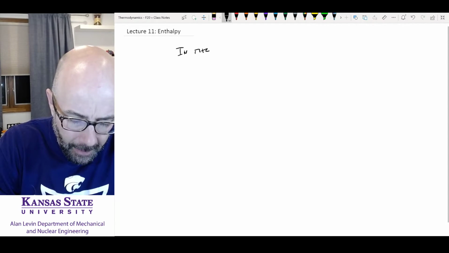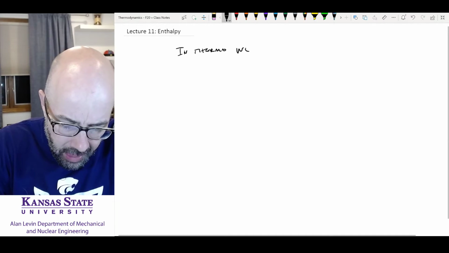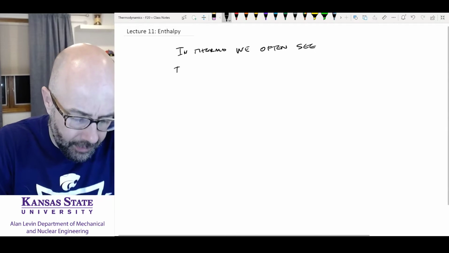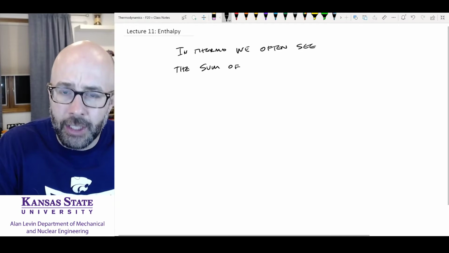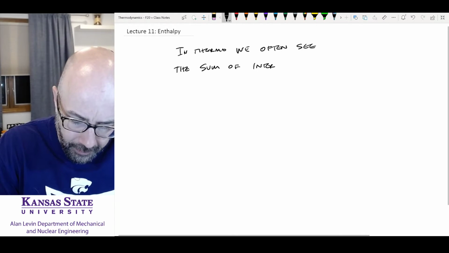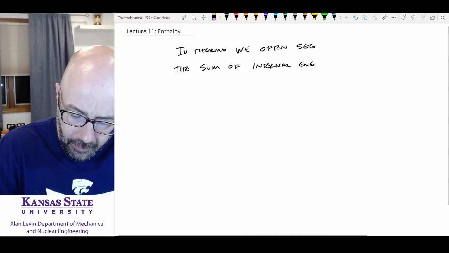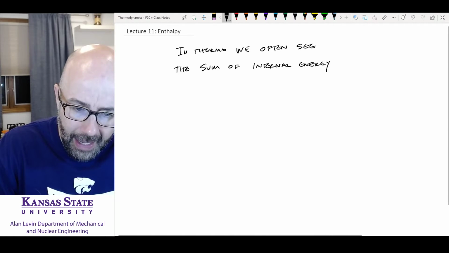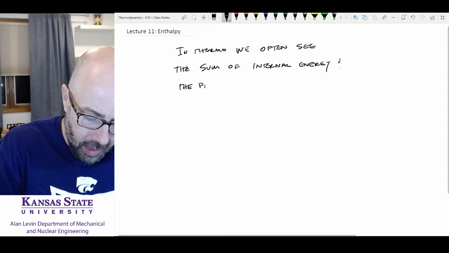In thermo, we often see the sum of internal energy and the product of pressure and volume.